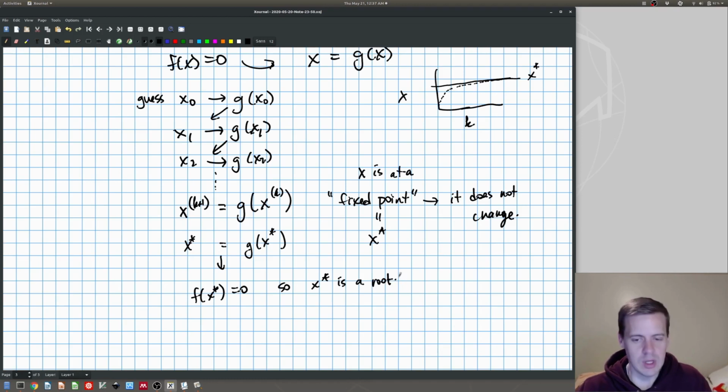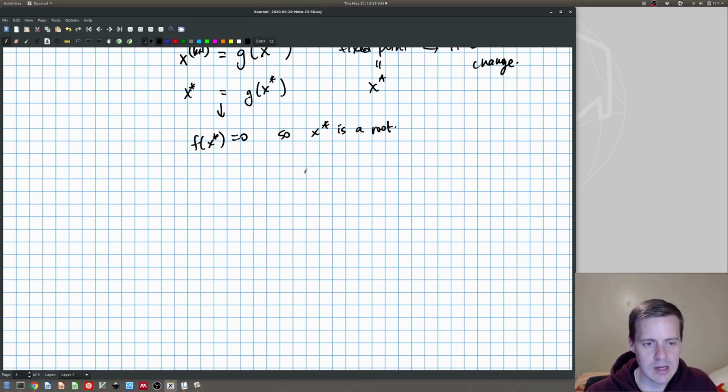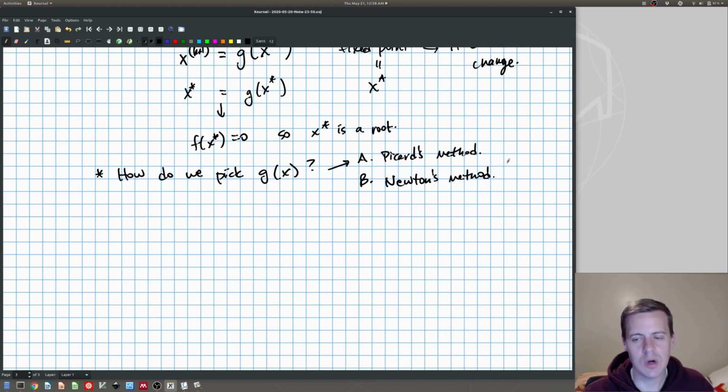So that is the strategy behind a fixed point method, but I haven't told you how we do this rewriting process. I'm going to do that in just a second. So I'm just going to make a note. How do we pick g of x? There are going to be two ways we're going to do it. One, we're going to call Picard's method. That's one way of picking g. Another way is Newton's method.